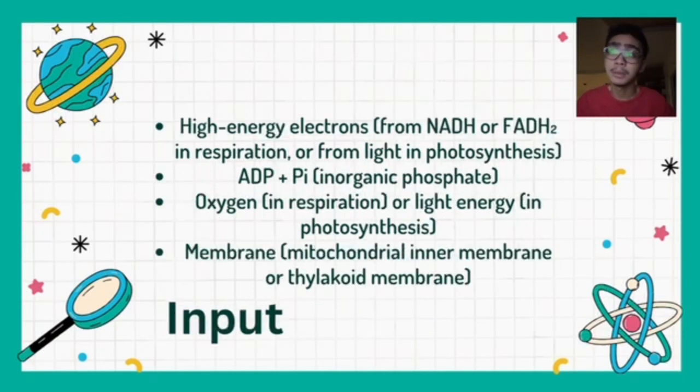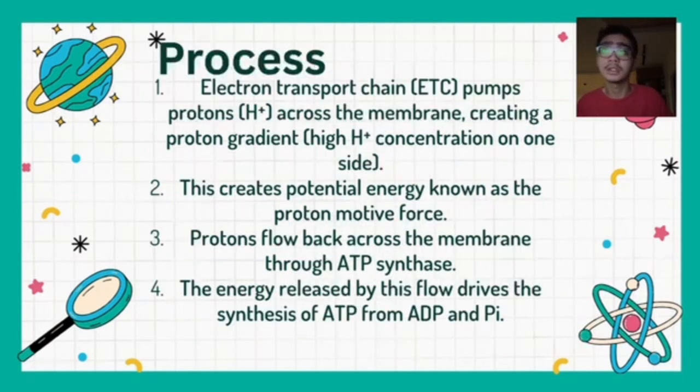So for its input, there are four things: high energy electrons from NADH or FADH2 in respiration or from light in photosynthesis, ADP plus Pi (inorganic phosphate), and oxygen in respiration or light energy in photosynthesis. Membrane: the mitochondrial inner membrane or thylakoid membrane. For its process, the electron transport chain pumps protons across the membrane, creating a proton gradient, a high H+ concentration on one side. This also creates potential energy known as the proton motive force.